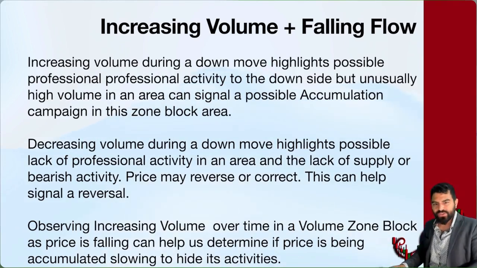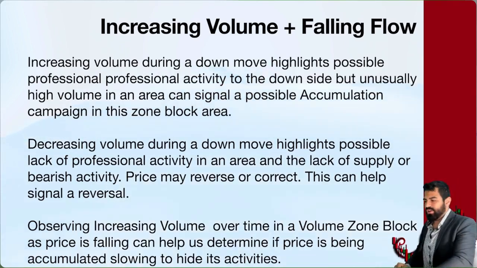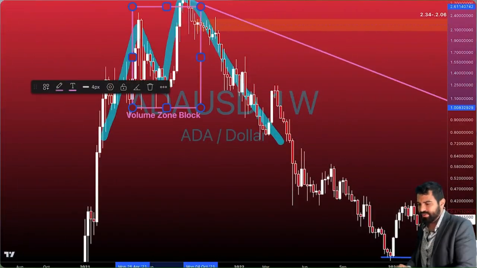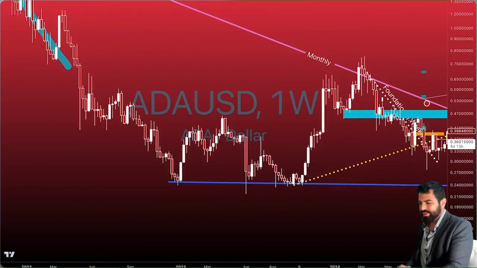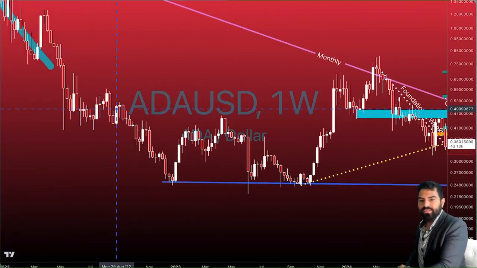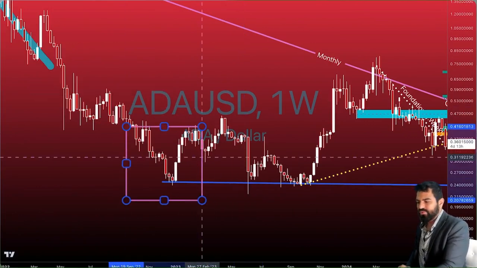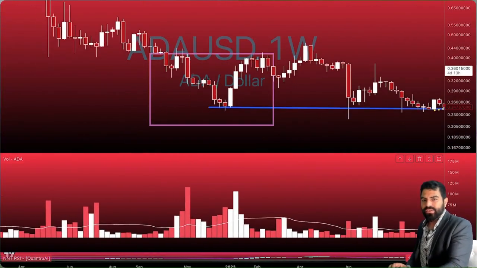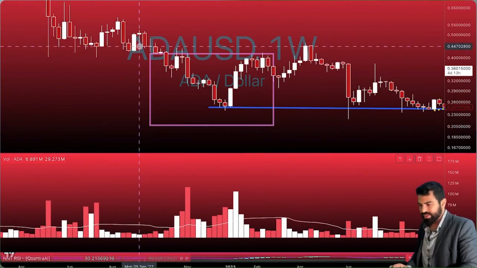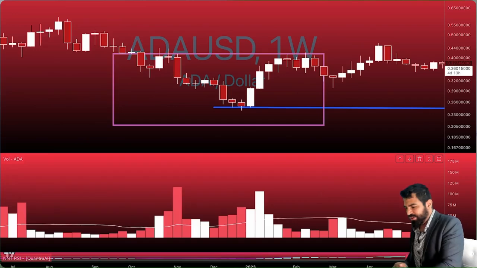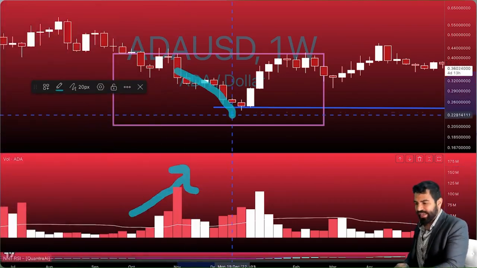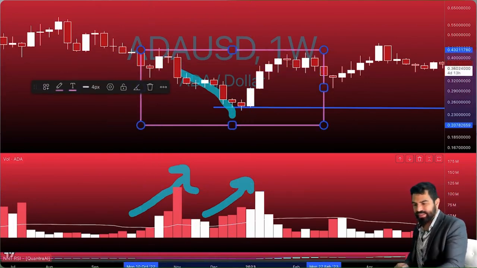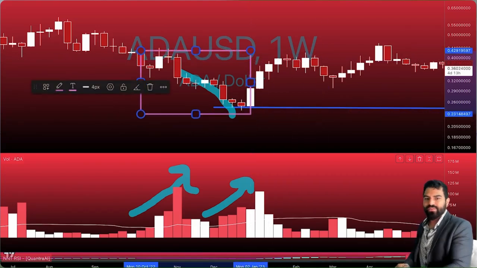So just to reinforce what I'm teaching, if we have a volume zone block, let's use a falling example. Let's see if I have one. All right, here's a perfect example: ADA from September of 2022. Price is falling, volume is increasing. We fall again, volume is increasing. So now I'm blocking out the areas where I'm observing this happening. It's primarily from here to here.